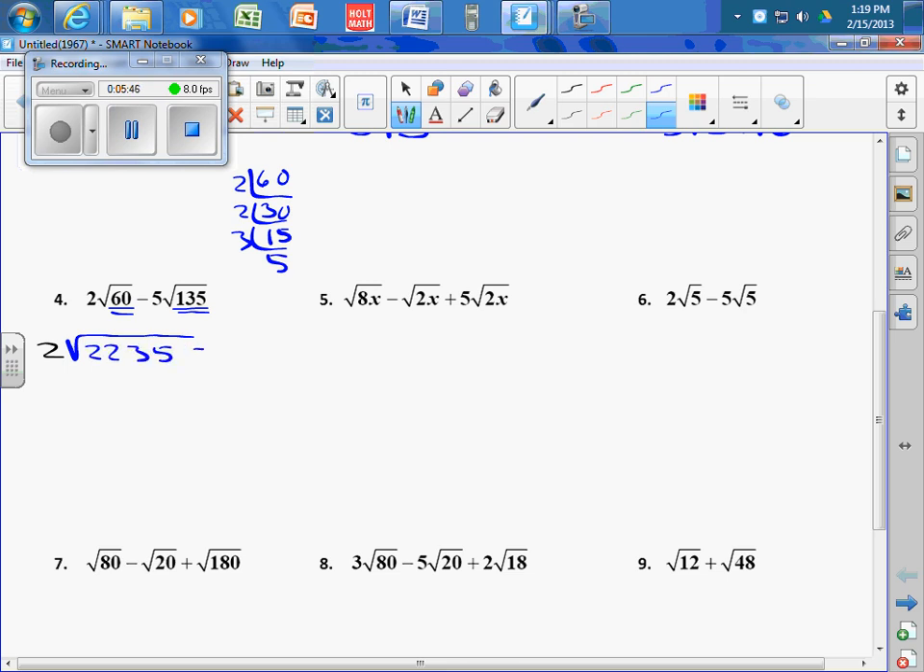And then minus 5, don't forget to write that down, times the radical of 135. Well, what are the prime factors of 135? If I divide that by 3, I get 45. Divide that by 3, I get 15. Divide that by 3, and I get 5. So 3, 3, 3, and 5.